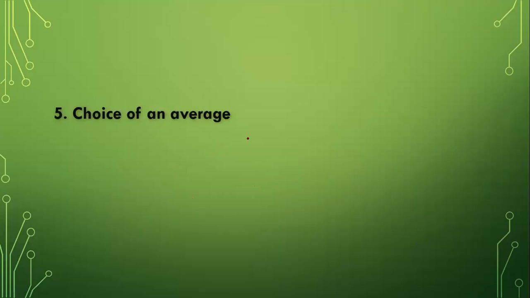Next, choice of an average. Now what do you mean by average? Average is where you find something like 50-50. Now how to calculate average? I think you have learned in your first year how to calculate the average, that is arithmetic mean, median, mode, all those. Arithmetic mean, geometric mean. So these are the methods of calculating the average.